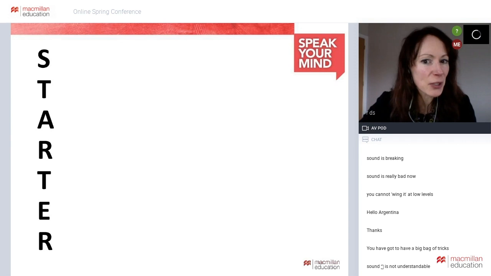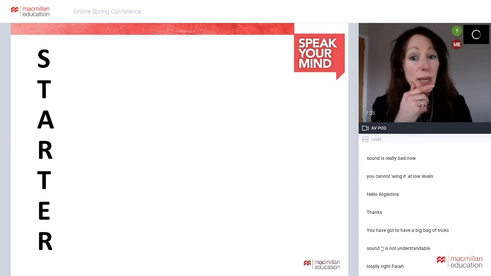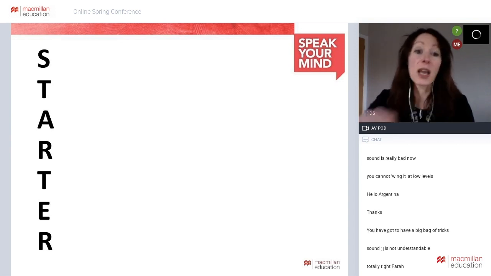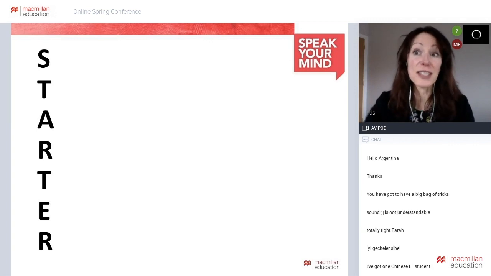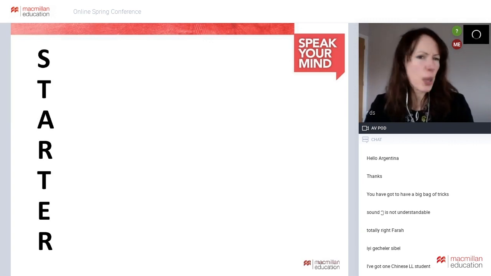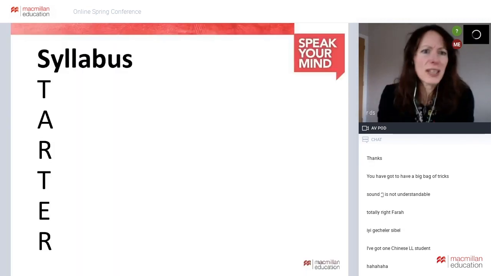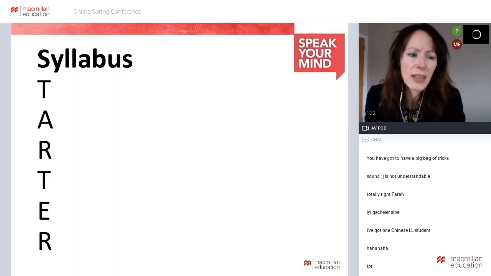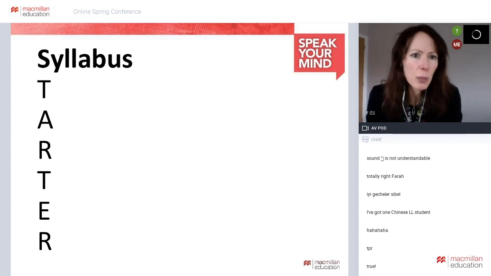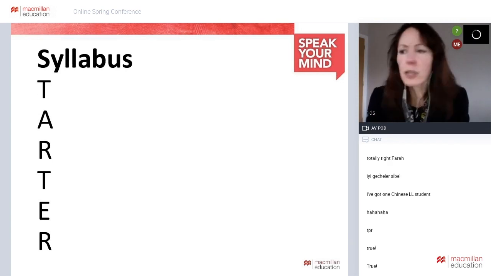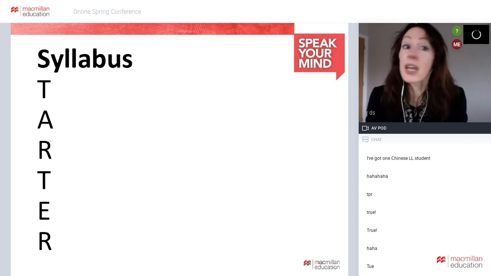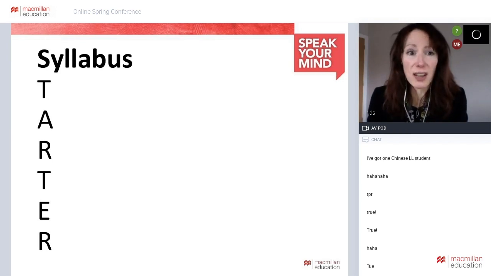I just have to mention quickly, I just read one comment saying you cannot wing it at lower levels from Julie. That's very true. I think teachers who teach lower levels, they're probably better teachers. Is that okay to say? I think so. It's true. They're teachers who have worked hard to prepare, and it's easy to pick up a B1 class in half an hour and go in there and teach a skills lesson. It's not easy to do that with an A1 class.